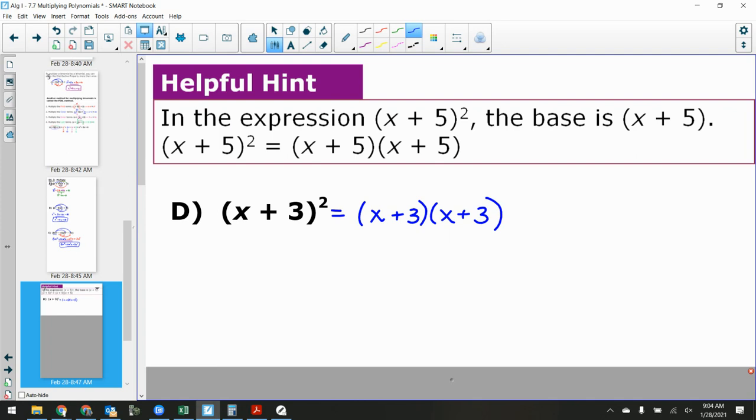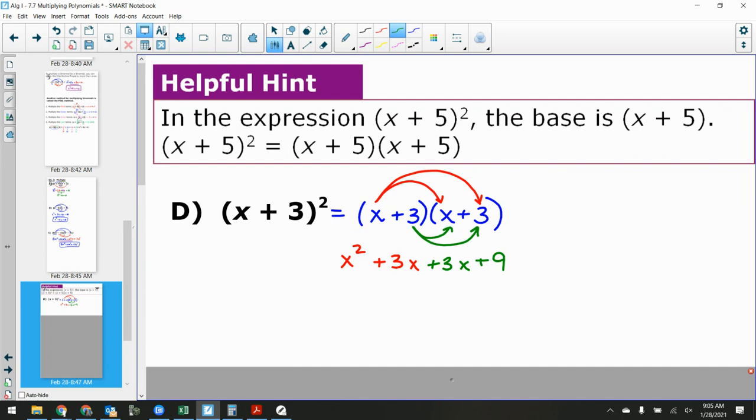So what is that implying that we do? That means we have to FOIL it. That means we have to multiply these two binomials together. All right, so let's do that. My first, x times x is x squared. My outer, x times 3 is 3x. My inner, 3 times x is 3x. My last, 3 times 3 is 9.